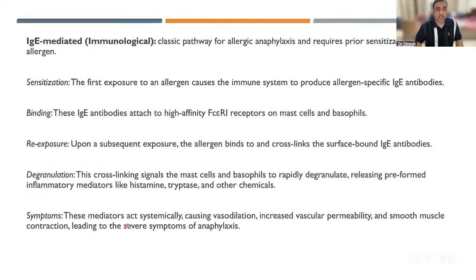So IgE-mediated, sorry for the repetition, but this is the classic pathway, so it involves the same steps as in the previous presentation. The first exposure to allergen causes the immune system to produce allergen-specific IgE antibodies. They bind to the high affinity receptors on mast cells and basophils. Re-exposure to the same allergen leads to binding and cross-linking of these IgE antibodies, which signals the degranulation of the main effector cells, the mast cells and basophils, releasing inflammatory mediators like histamine, tryptase, and other chemicals. This results in symptoms commonly seen as vasodilatation, increased vascular permeability, and smooth muscle contraction, leading to the severe symptoms of anaphylaxis.